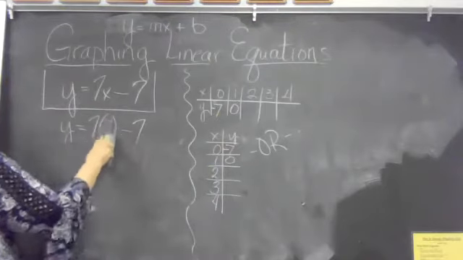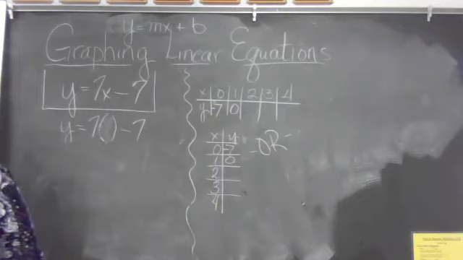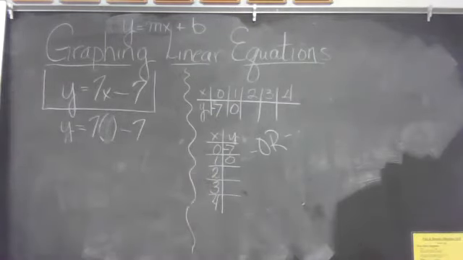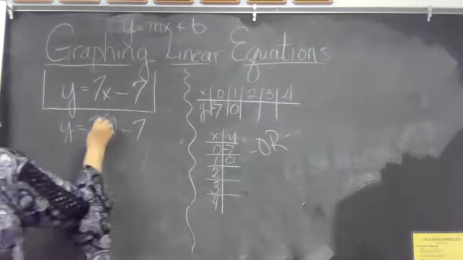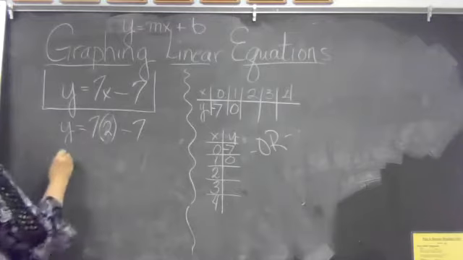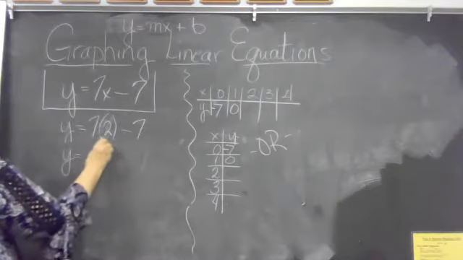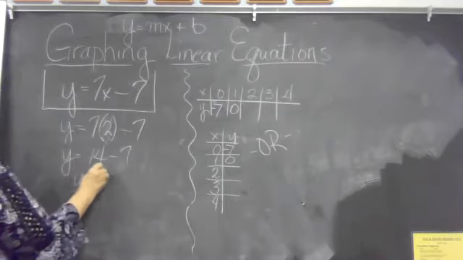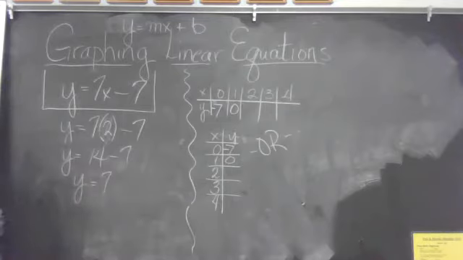Then we do the same problem over again, but this time I want to use 2 for x. So now I have y equals 14 minus 7. So y equals 7.